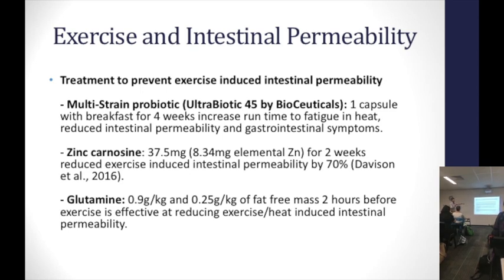So you've got Ultrabiotic 45, Bioceuticals. They did a particular study where participants took 1 capsule with breakfast for 4 weeks, and they observed that the participants could increase the runtime until they got fatigue in the heat. There was a reduction in intestinal permeability and gastrointestinal symptoms. Right here we have a probiotic which has got evidence to support its use in intestinal permeability.